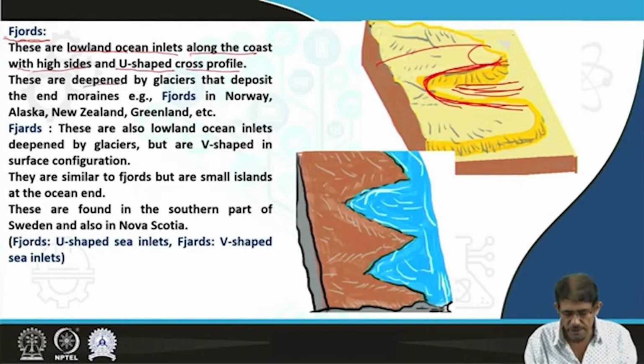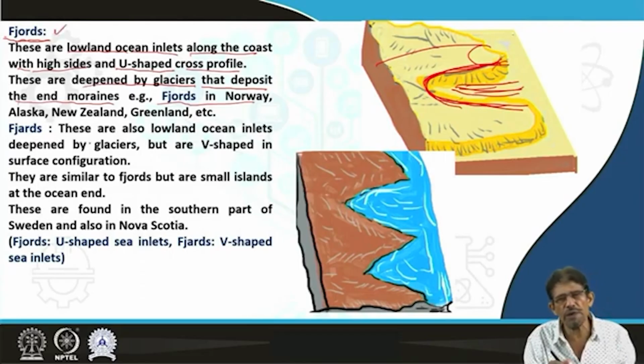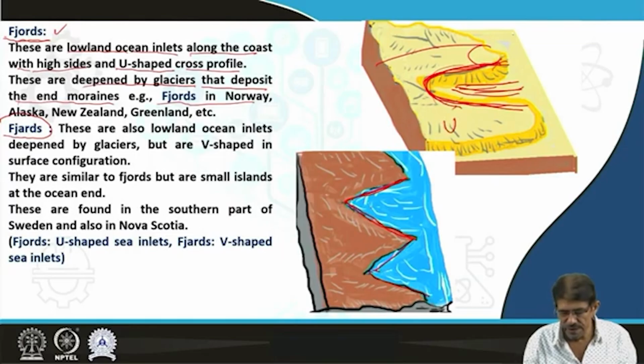These are formed by glaciers, the ice formed by cold temperature in cold regions that deposits the end moraines and forms fjords. You can see them in Norway, in Alaska, New Zealand, Greenland, etc. Beside these, fjords are less dominated by erosion and more dominated by deposition of moraines. The fjord is different from the fjard. The fjard is showing a V-shaped profile. So fjords are U-shaped and fjards are V-shaped.